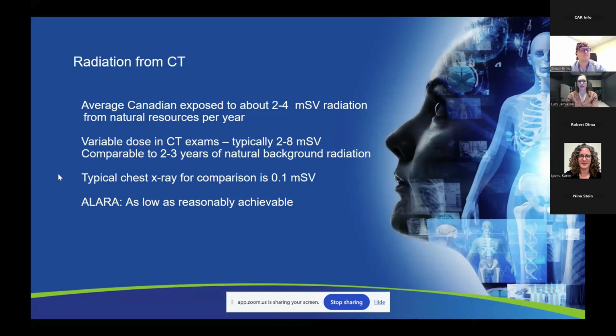And as a comparison, a typical chest X-ray is about 0.1 millisieverts. And in pediatric radiology, we always talk about ALARA, which means as low as reasonably achievable. So we want to use the lowest dose or the least amount of radiation. And ideally, that means ultrasound to assess what we need to do.